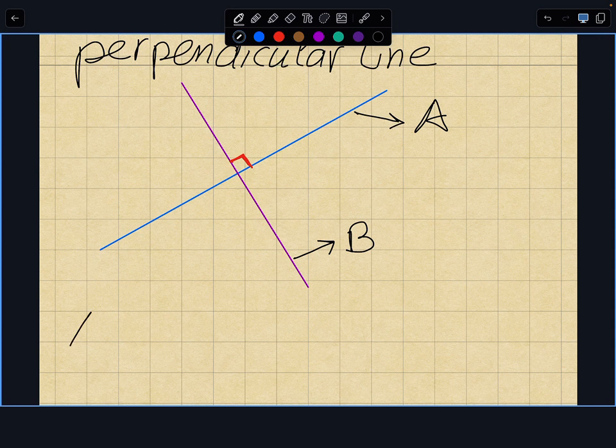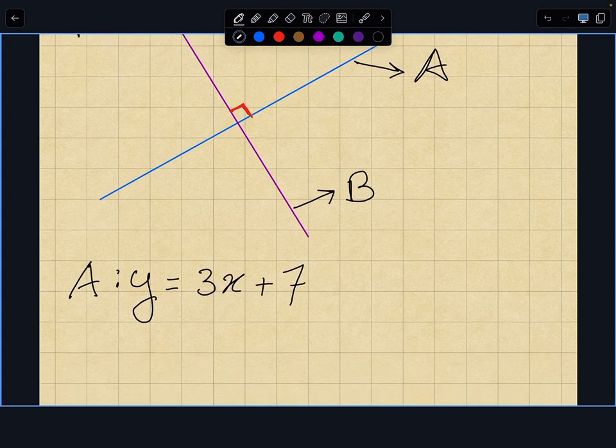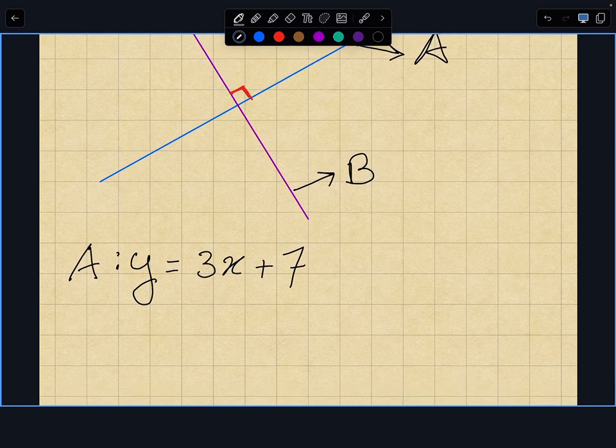So if line A were to be 3x plus 7, and the exercise would state line B is perpendicular to A. That's the sign for perpendicular. B is perpendicular to A.